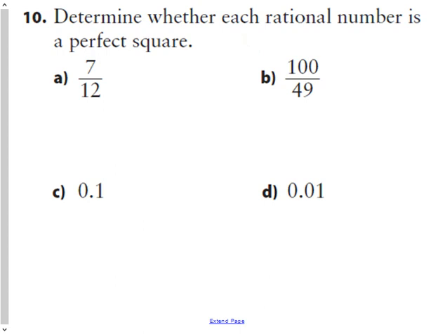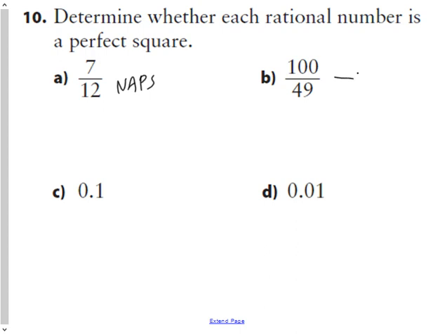Question 10, determine whether each rational number is a perfect square. So is 7/12 a perfect square? Same question as we did before. Is there a fraction that multiplied by itself gives you 7/12? The answer is no, because there is no number that multiplies by itself to give you 7, and there is no number that multiplies by itself to give you 12. So therefore, 7/12 is not a perfect square.